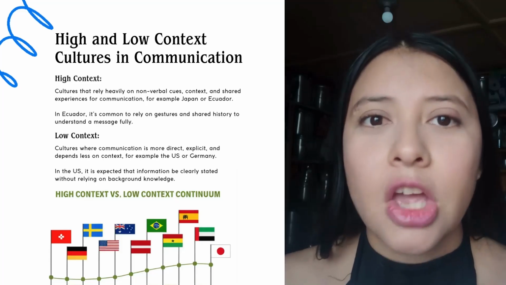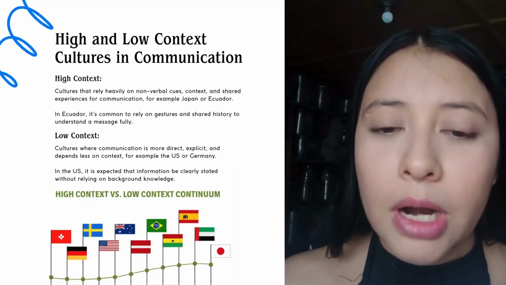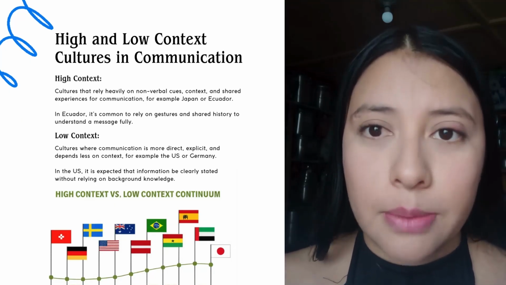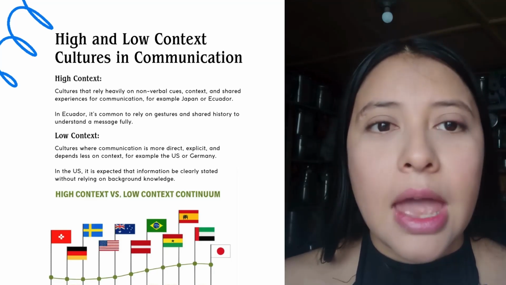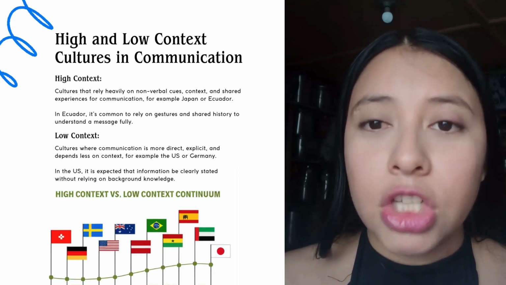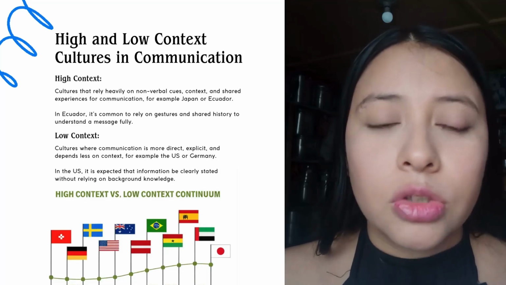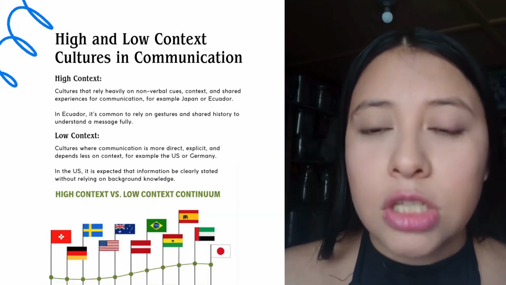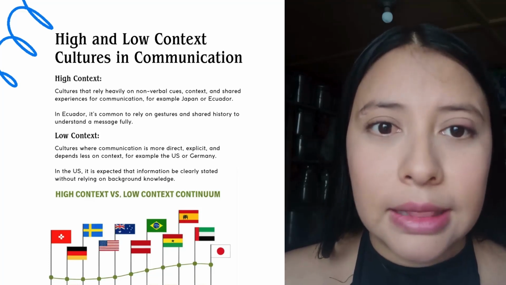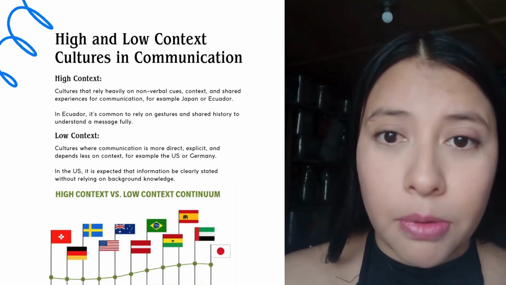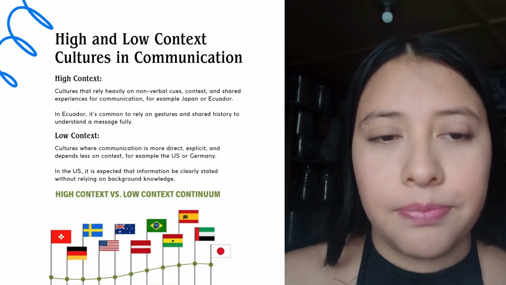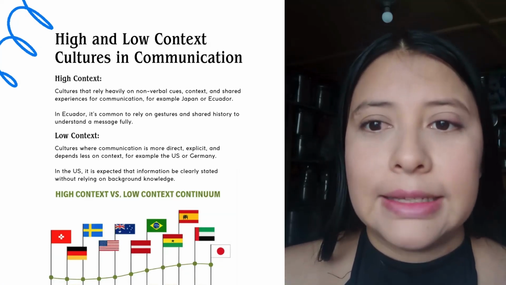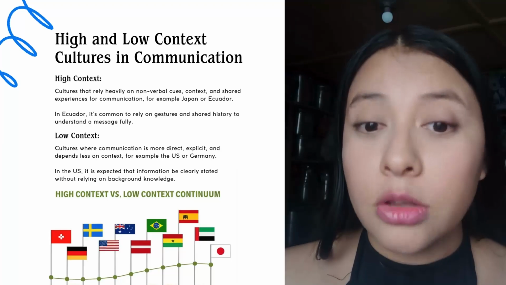High context cultures rely heavily on nonverbal cues, context, and shared experience for communication. For example, Japan and Ecuador. In Ecuador, it's common to rely on gestures and shared history to understand a message fully. Low context cultures are where communication is more direct, explicit, and depends less on context. For example, the USA and Germany. In the USA, it is expected that information be clearly stated without relying on background knowledge.